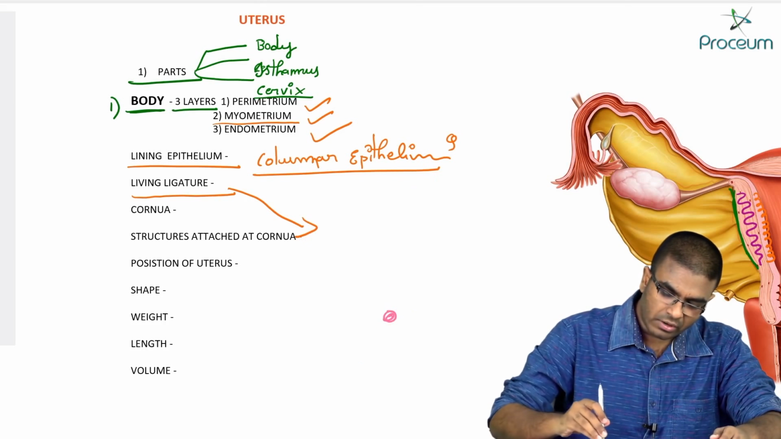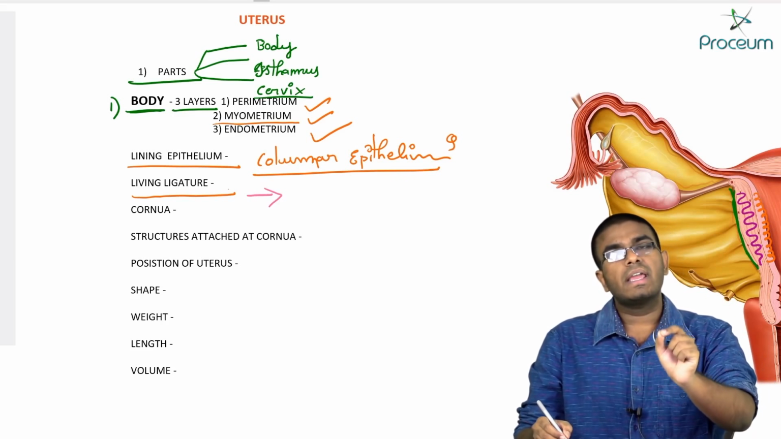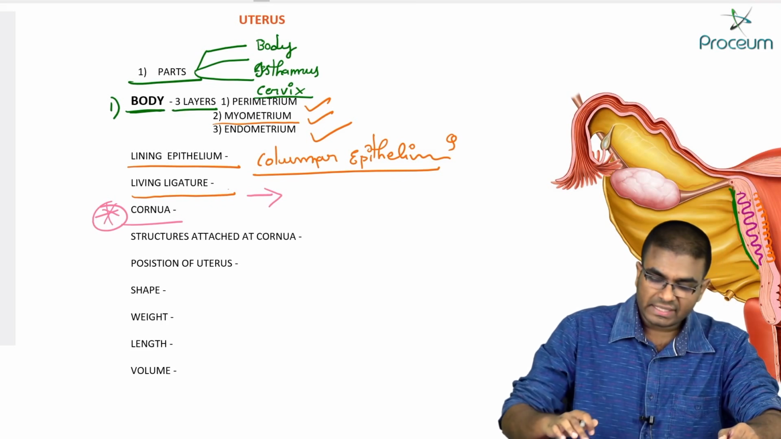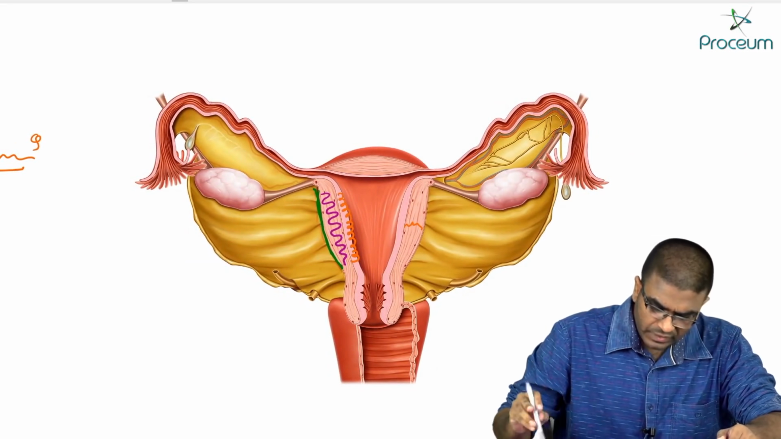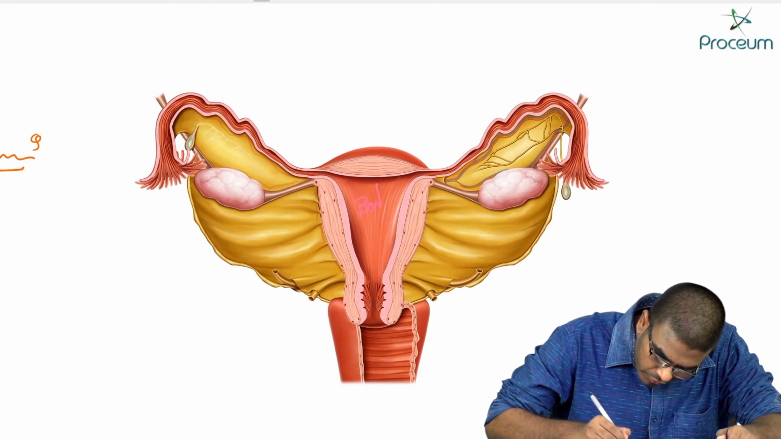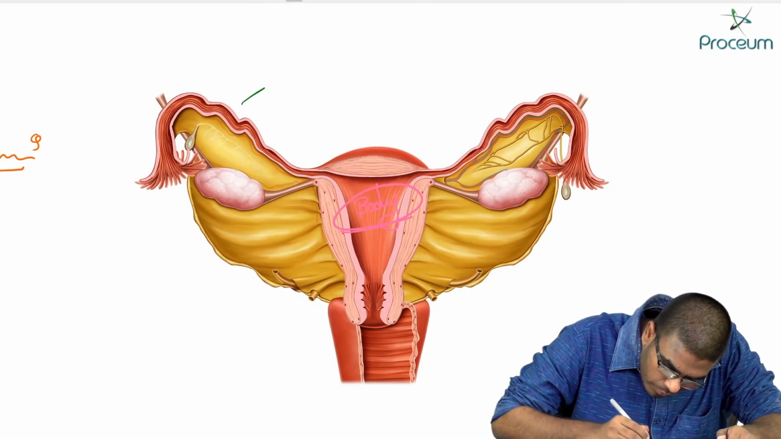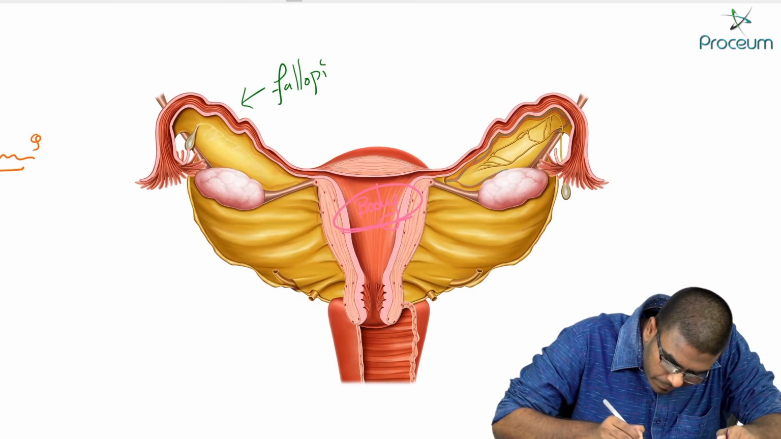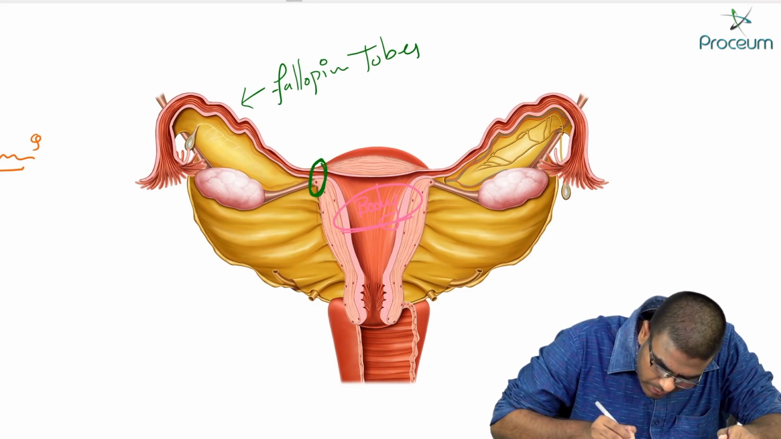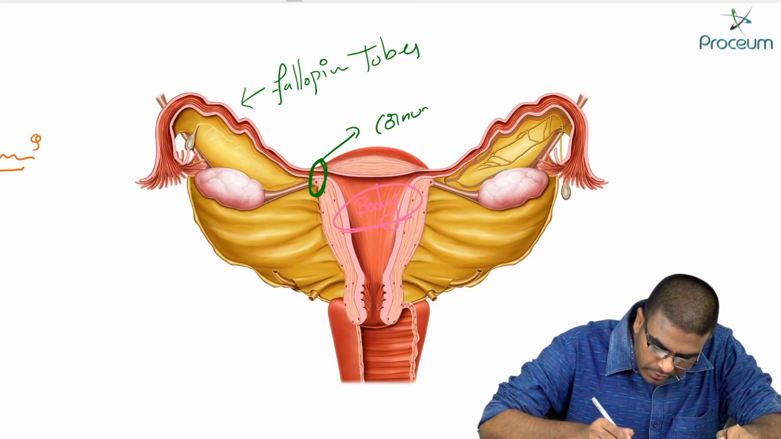Now, living ligature, we have discussed all the important points. It is the middle muscular layer which contains the crisscross muscle fibers. Now cornua. What exactly is cornua? Guys, remember in this diagram, this is the uterine body, the body of the uterus. These are the fallopian tubes. Fallopian tubes are attaching to the uterine body. This area is known as the cornua.